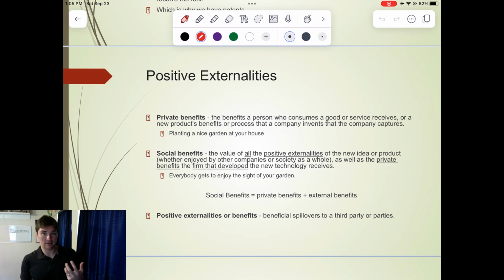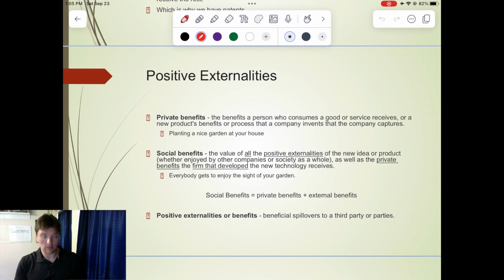It's like planting a nice garden at your house, right? So you have your private benefits of that, and there's also the social benefits, the value of all the positive externalities of this idea, this product, okay, whether enjoyed by other companies or society as a whole, right? There's somebody else who is benefiting because of you or because of this firm. Okay, so that's where the private benefits that the firm has developed is also extending to another. So the new technology that is created.